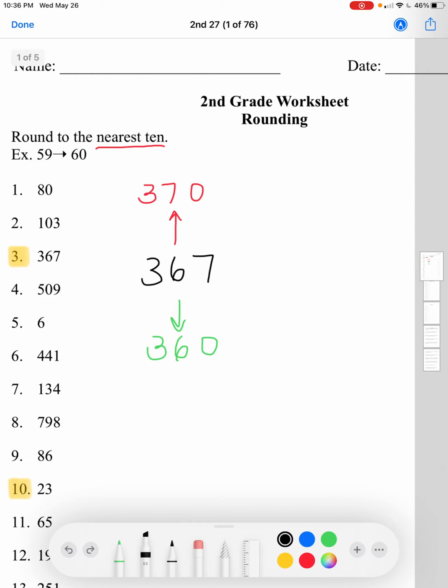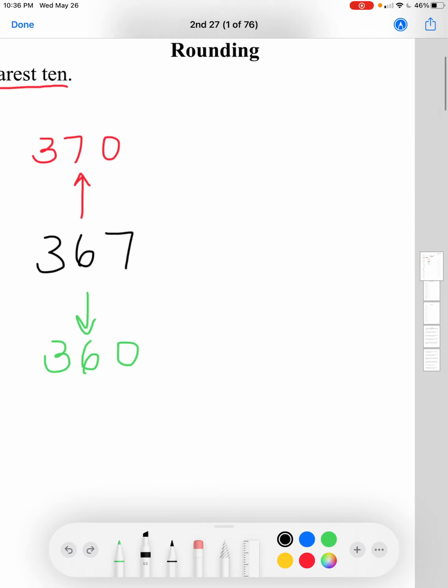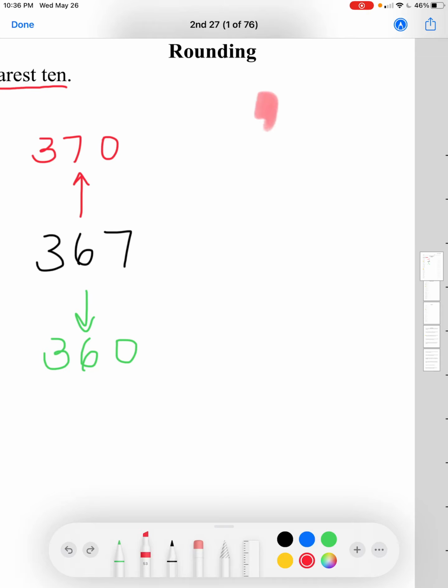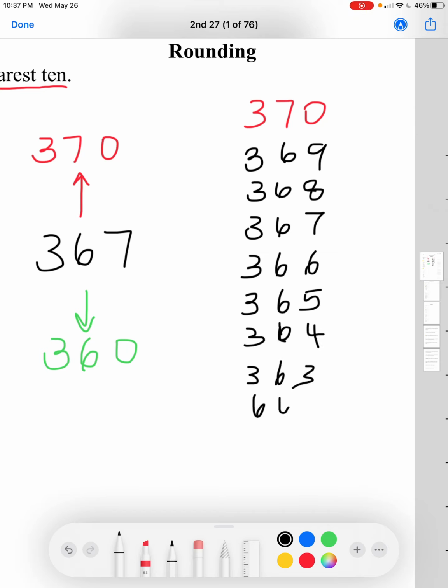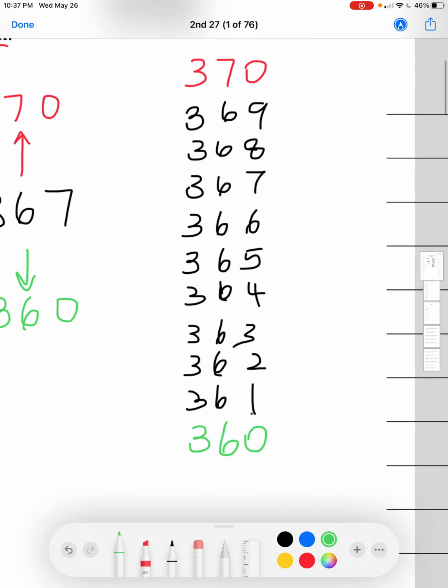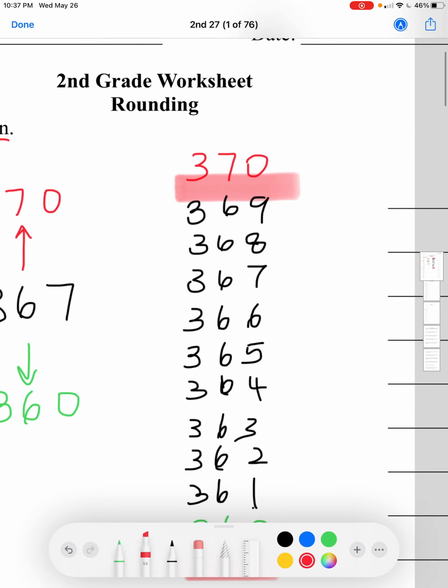So now we have to decide whether we're going to move it up or keep it the same. So what we're going to do is make a number line. Start with 370. That is the next 10. Going to write all of the numbers from that to the 10 we're at, which is 360. 362, 361, then we have 360. So our two options are here, 360 or 370.